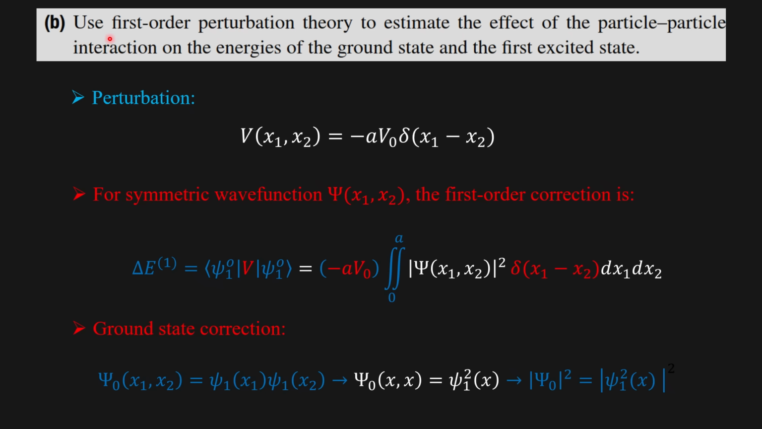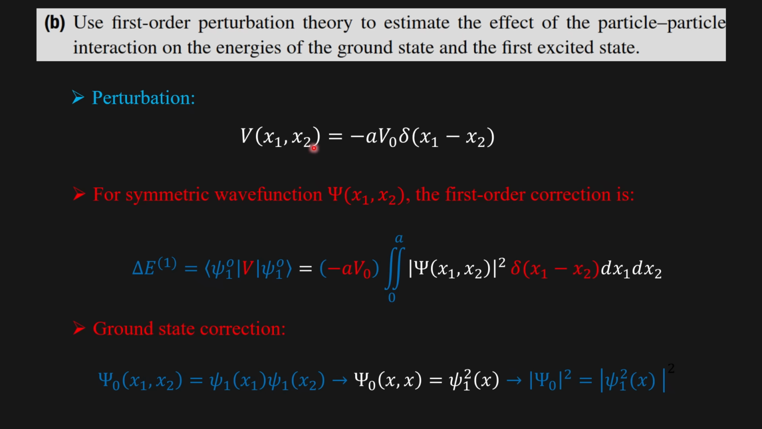Now, section P: use first-order perturbation theory to estimate the effect of a particle-particle interaction on the energies of the ground state and first excited state. Here we are going to see the effect of the perturbation, that is the interaction, on the energy. So the perturbed potential is already given in the problem.